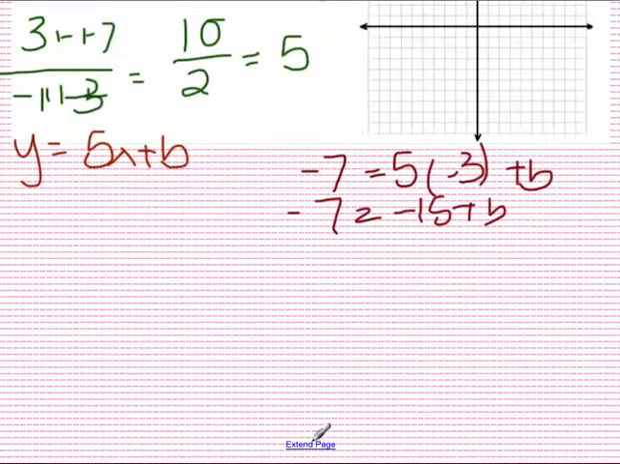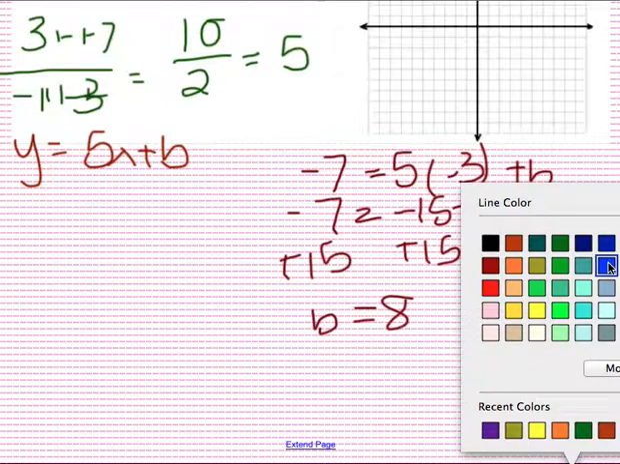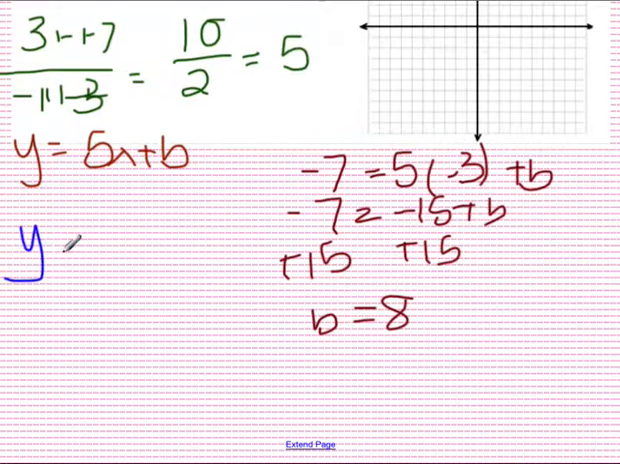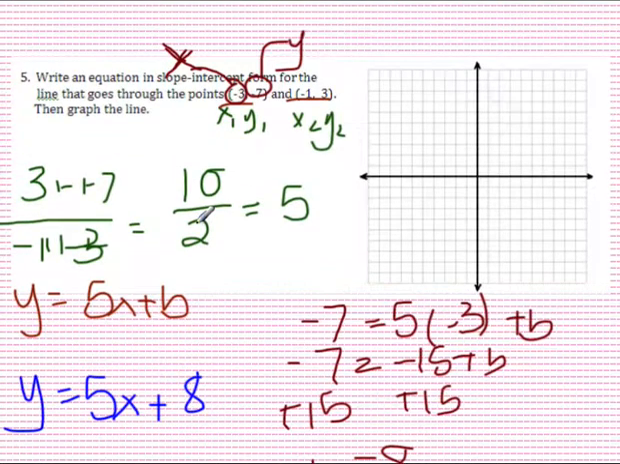So now I want to go ahead and add 15 to both sides. So negative 7 plus 15 is 8. So I get that b is equal to 8. So let's go ahead and rewrite out my equation. So I have y is equal to 5x plus 8. So I'm going to go ahead and graph that on my graph. So I'm going to go up 8. 1, 2, 3, 4, 5, 6, 7, 8. I'm going to plot that point.